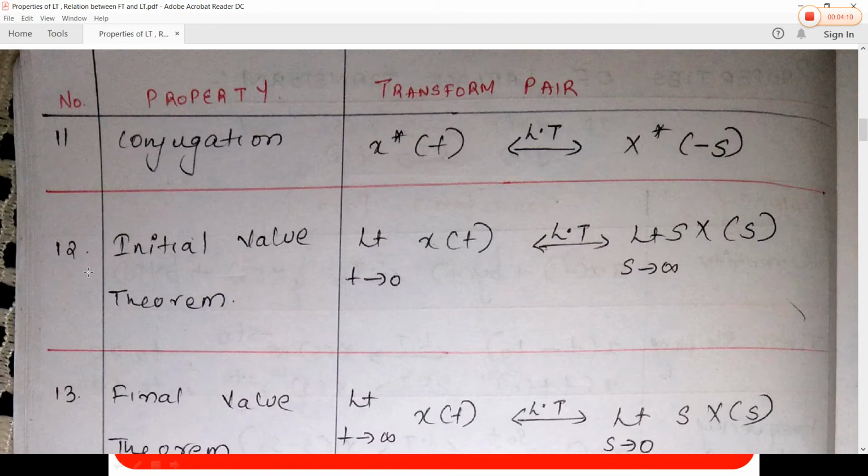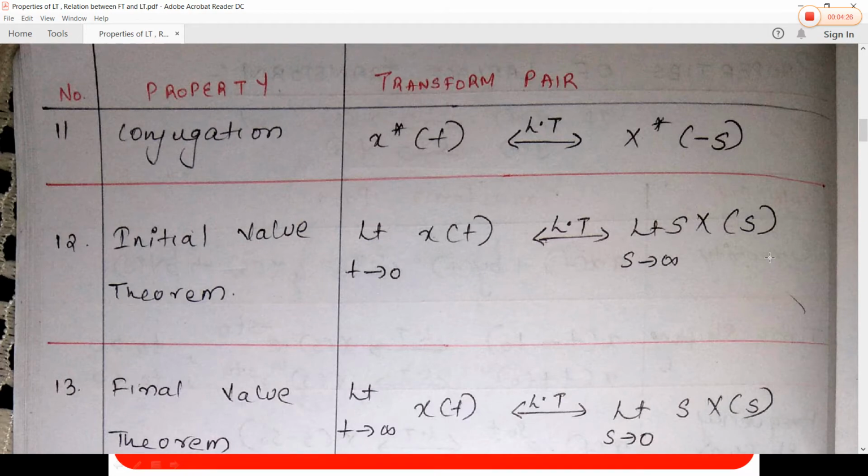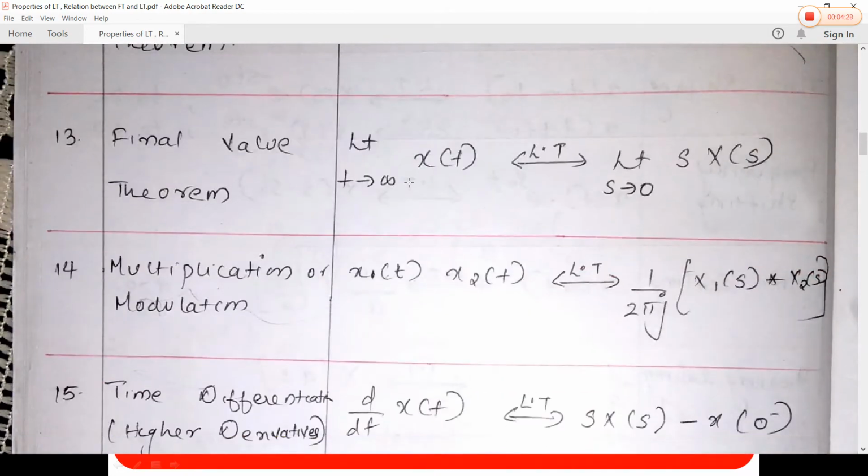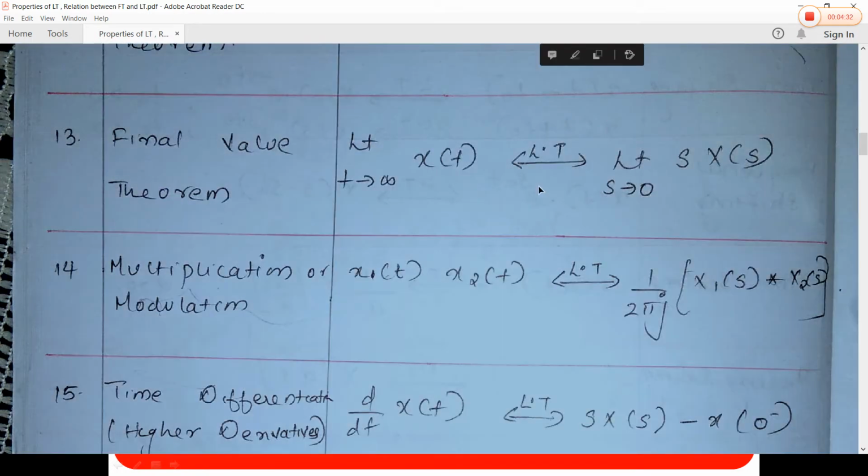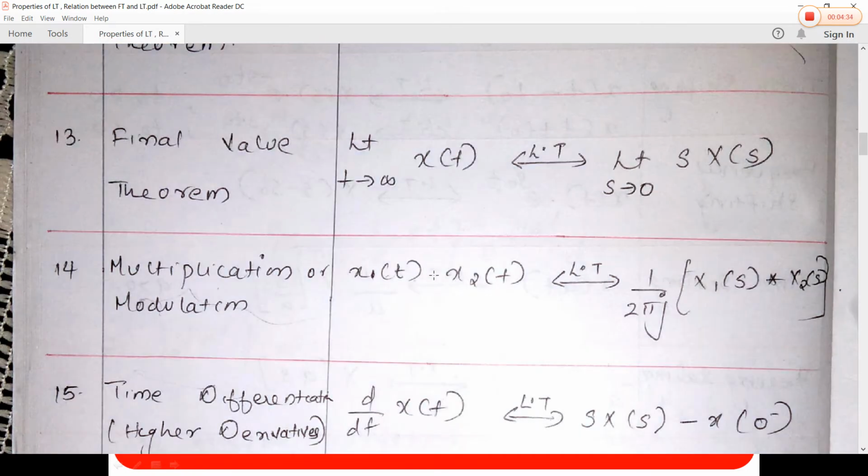Initial value theorem and final value theorem, which is of very high importance, that is if suppose x of t where t tending to 0, that is if suppose t is equal to 0, this is denoted as x of 0, it will be Laplace transform to limit of s tends to infinity s into x of s. Final value theorem is limit of t tends to infinity x of t, Laplace transform giving you limit of s tends to 0 s into x of s.